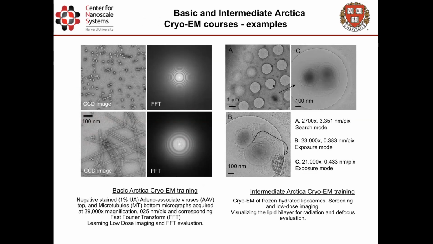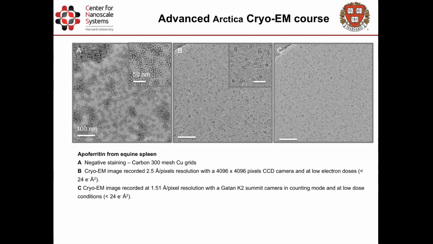Here is some illustration of what actually is achieved during the basic and intermediate courses. The basic is on negative stain because you just have to learn how to image. Because it's the SFAG, we cannot really image at high resolution, the 2.5 angstrom per pixel on the CCD camera. These all images are on a CCD camera. This means you won't achieve more than 5 angstrom resolution in cryo, because above that the radiation damage will be too strong, and you have to move on the direct electron camera when the contrast is too low.